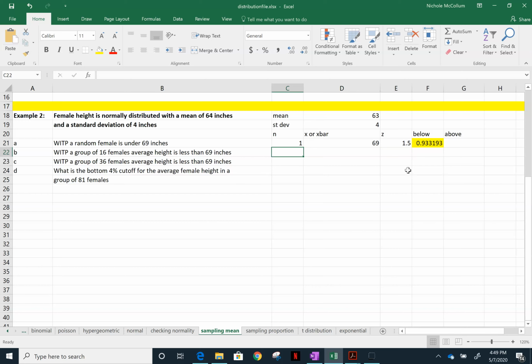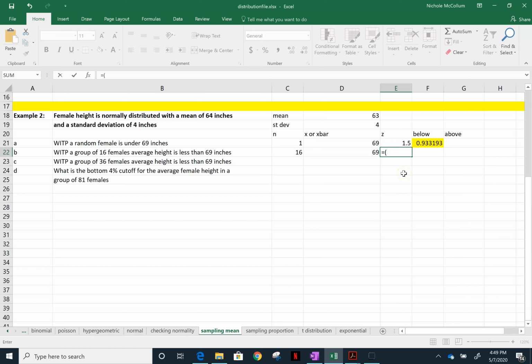Why don't you pause and try part B now? So in part B, 16 is the sample size. I see the cutoff is 69 again. Z value. Well, I already know the Z value is going to be bigger because in groups, spreads get smaller, which means the Z value has to get bigger because the spread's going to be smaller in this group.